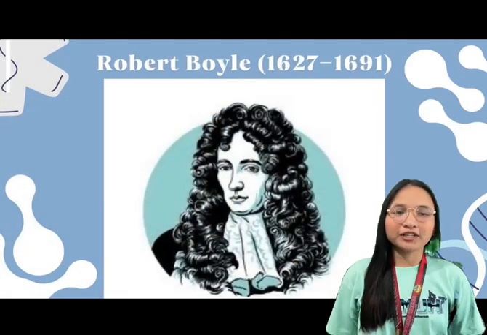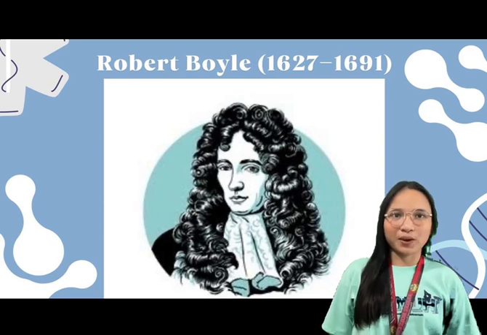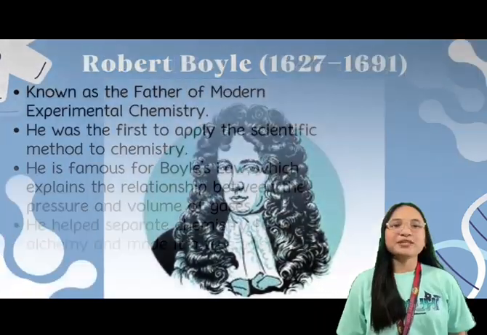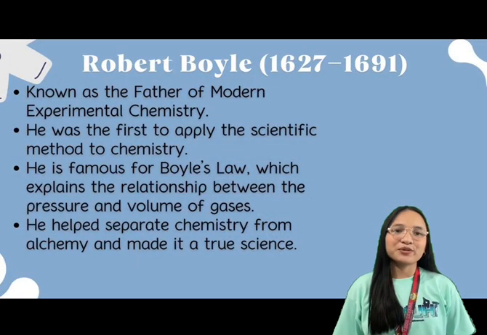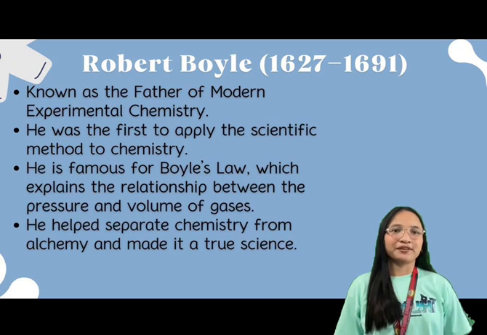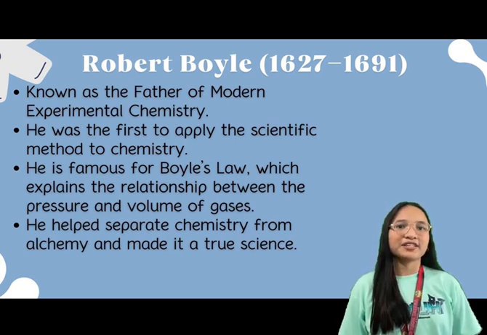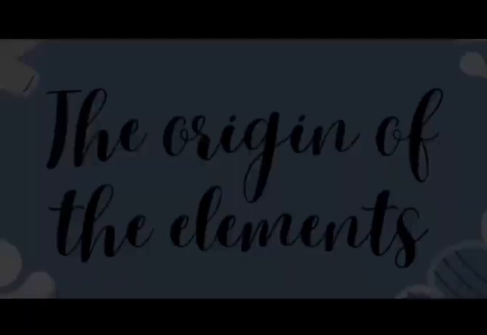The third one, or the last one, is Robert Boyle, around 1627 to 1691. He was known as the modern father of experimental chemistry. He was the first to apply the scientific method to chemistry. He is famous for Boyle's law, which explained the relationship between the pressure and volume of gases. He helped to separate chemistry from alchemy and made it a true science.